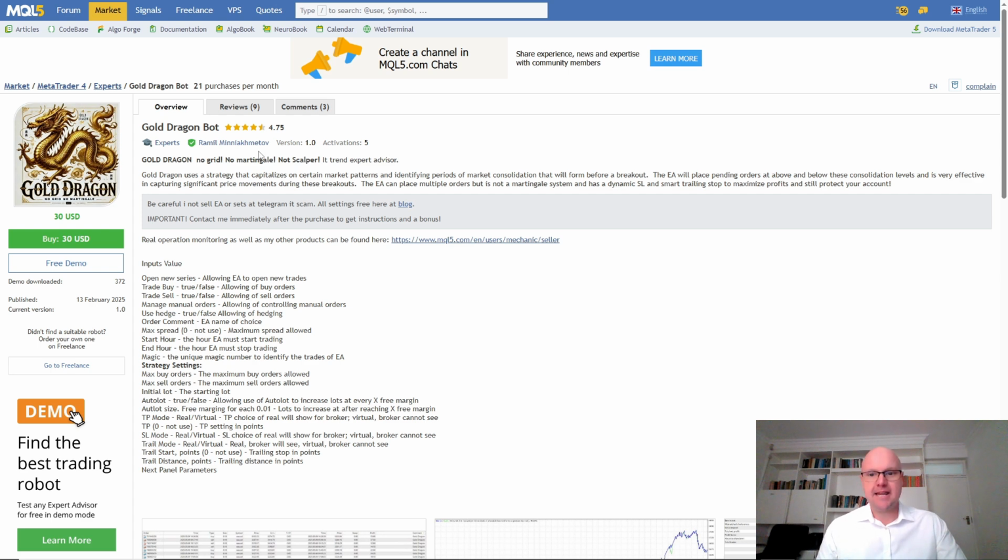Now, unlike EA Black Dragon, Gold Dragon Bot doesn't have any grid or martingale, and it is a trend expert advisor. The strategy capitalizes on patterns identifying periods of market consolidation and uses pending orders to target these breakouts. After running more than 20 trades on a live account, I can say that each trade has a stop loss, take profit, and it uses an aggressive trailing stop function to get the most out of the market.